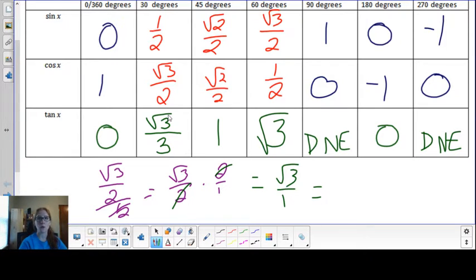So the hardest part in all of this chart is the 30 and the 60. Both finding the sine and remembering the sine and cosine and determining tangent. And I say they're the hardest because if you can't remember what tangent is, you have to physically show your work.